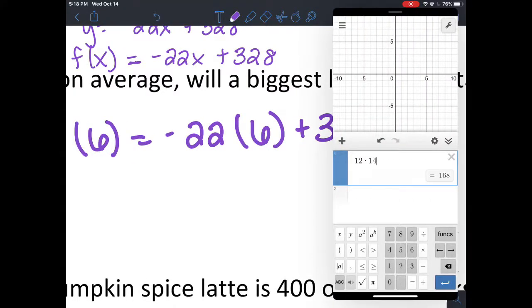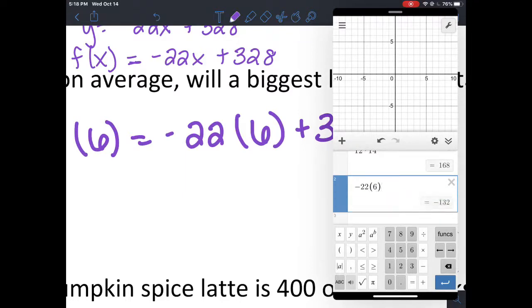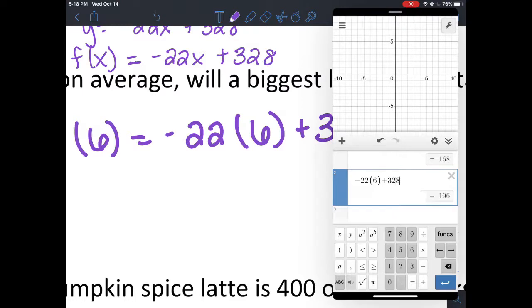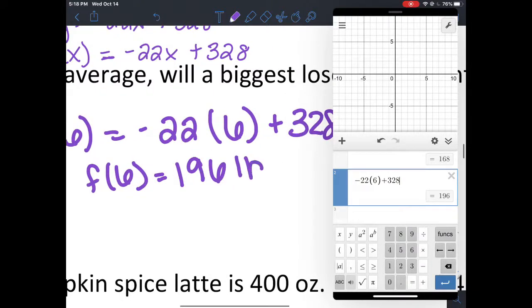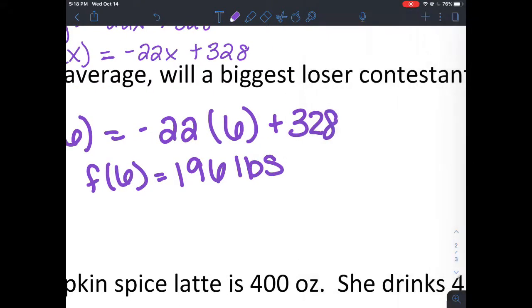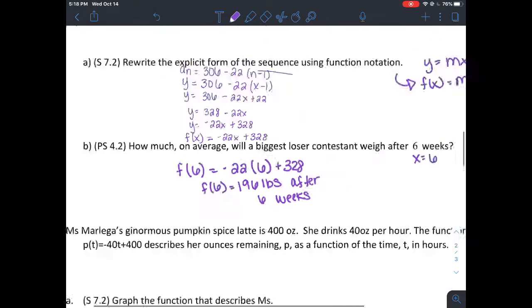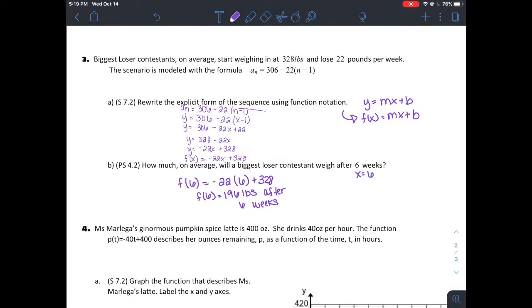And I'm just going to plug that all into Desmos at once. Negative 22 times 6 plus 328. So f of 6 equals 196 pounds after 6 weeks. Perfect. That's some pretty good weight loss.